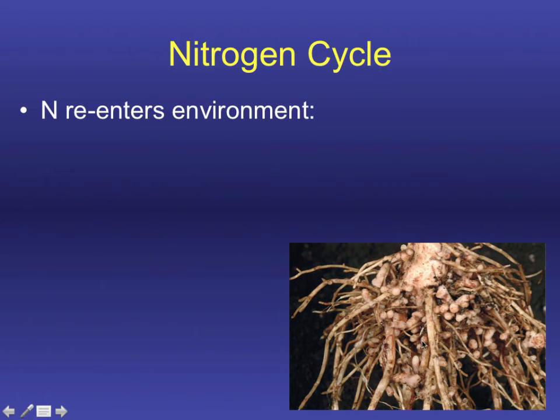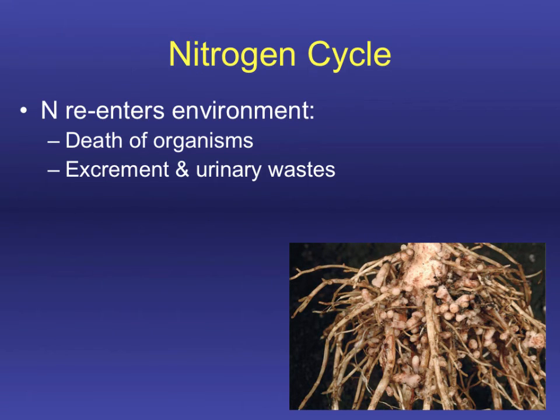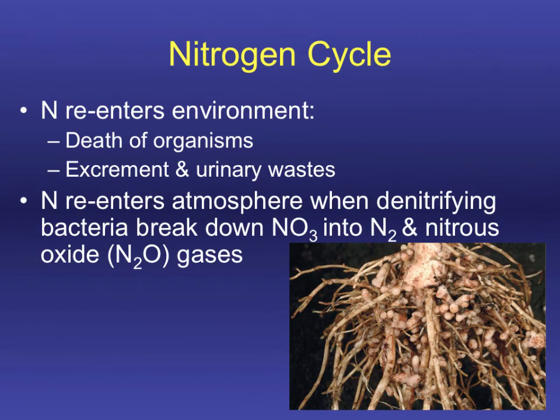So again, here's a plant. All these little round spots on the roots are nodules that house those nitrifying bacteria and allow them to produce nitrogen, which can be used by plants. When organisms die, obviously that nitrogen can be reintroduced into the food web as well. Excrement and urinary waste contain nitrogen as well. They're kind of a fertilizer in a sense, which is why they're used as fertilizer at times.